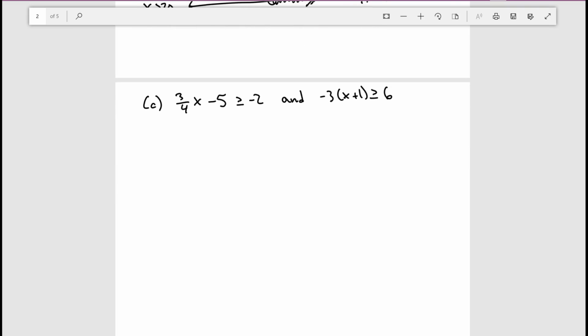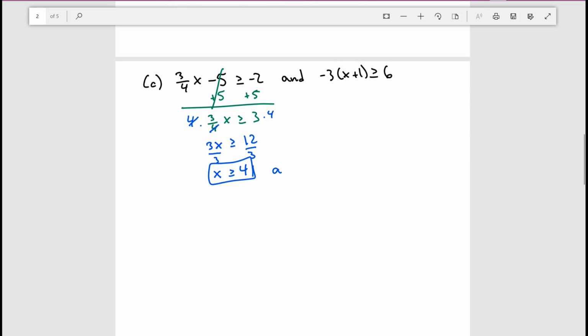So the first thing that we're going to do, let's solve the first problem. I'm going to add the 5 over. This goes away. I'm left with a 3/4 x. Then I'm going to get negative 2 plus 5. That's going to give me a positive 3. Now I have a 4 on the bottom. I'm going to multiply by this 4 to get rid of it. So I'm going to multiply by 4 to both sides. So that's going to eliminate that. I'm left with a 3x greater than or equal to 12. And then lastly, I'm going to divide by 3. So I get x is greater than or equal to 4. So that is my first solution.